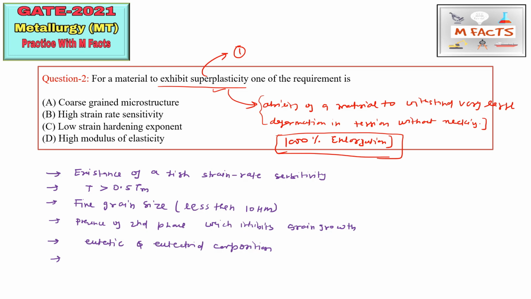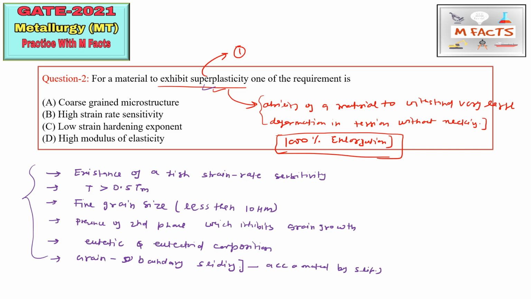The predominant mechanism for superplastic deformation is grain boundary sliding, and this is basically accommodated by slip. These are the few points which you should remember regarding superplasticity.